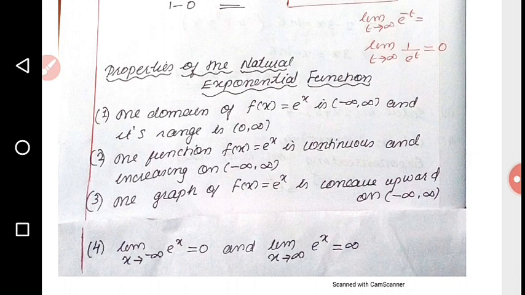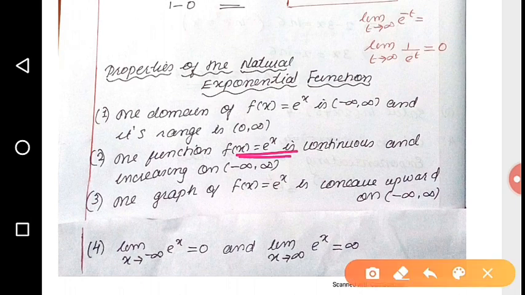Note that a raised to x is never 0. It is 0 only when this exponent x, e raised to x converges to 0, only when this x converges to minus infinity. Okay, the function f of x is continuous. This is an exponential function. This is continuous and is increasing.